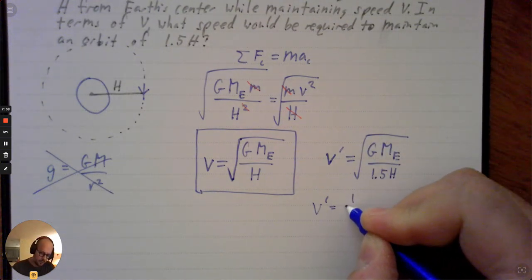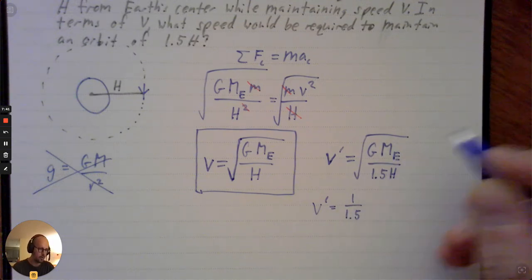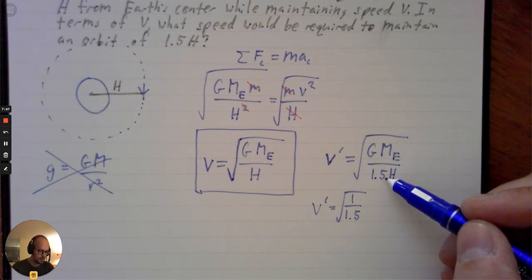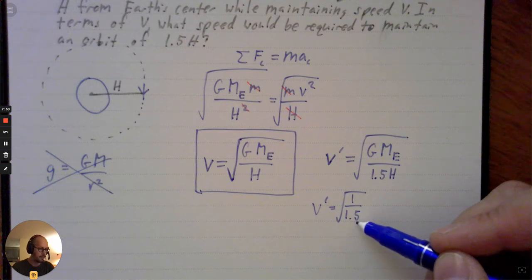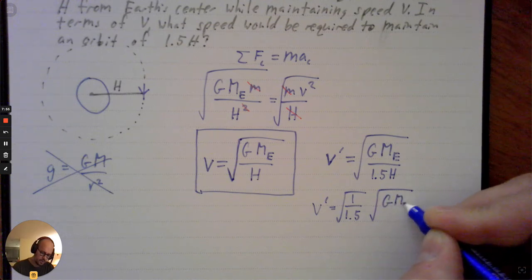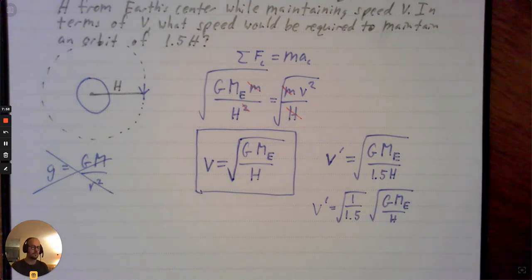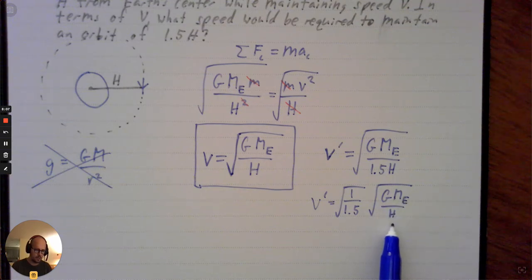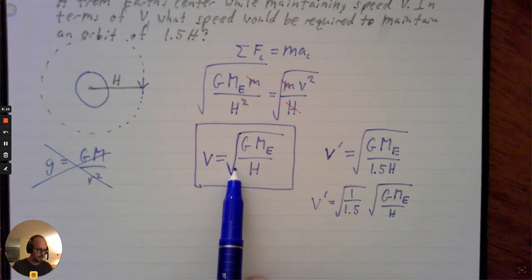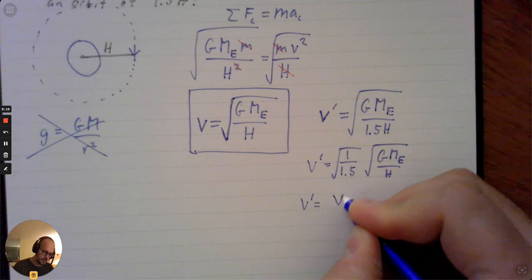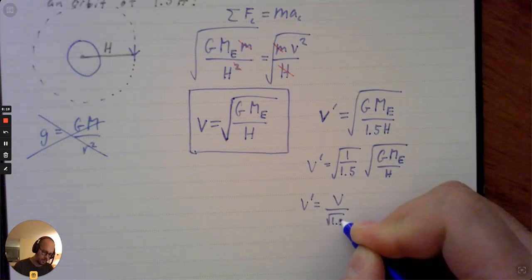And so what I'm going to do is take 1 over 1.5 out in the square root symbol. So, I didn't actually do the math yet, but I just took root 1.5 out of the denominator and moved it over. And then what's left is root G M_e over h. So I have this, it's kind of a messy looking equation, but there's a point to it. Because square root G M_e over h is equal to my initial velocity. And so I get to say v prime equals v over root 1.5.